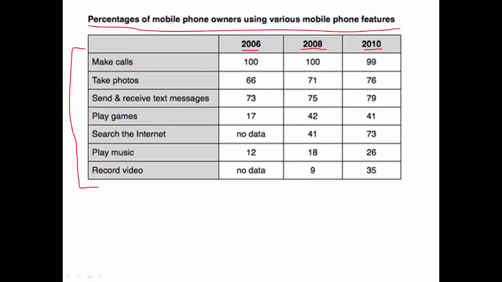Okay, so if we now look at the data, it's very obvious that making calls is the main reason people use mobile phones. 100%, 100%, 99%. So we can see that this is much higher than the rest of the figures. So one of our main features is going to be that making calls is the main feature that people use their mobile phones for. Then we need to look a little bit at the data.